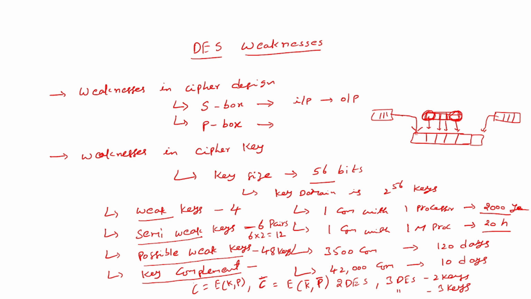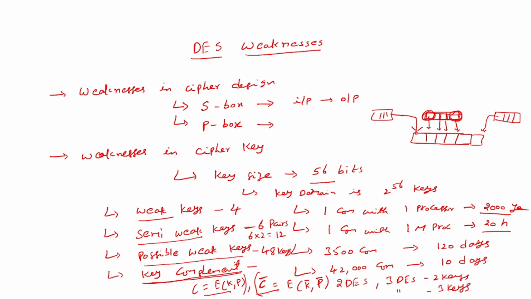So if the attacker tries only half of the keys, the attacker does not have to test the other half of the keys because those are complements of the first half. So that's why the key complement will simplify the job of the attacker. That is key complement.